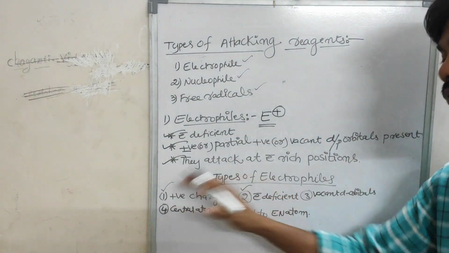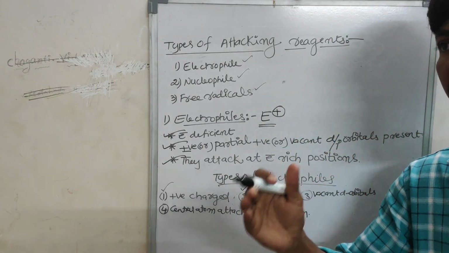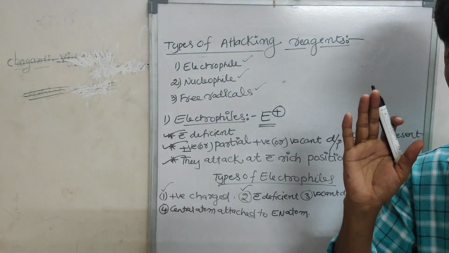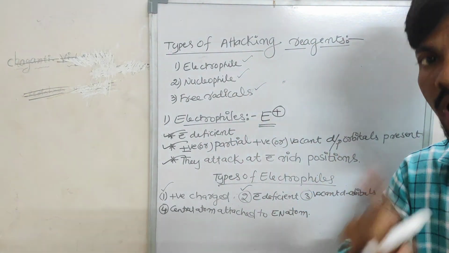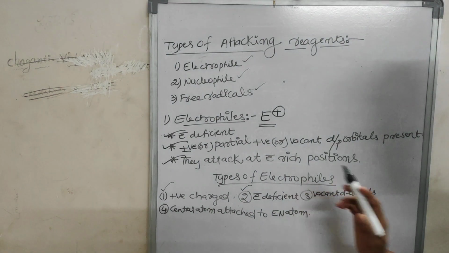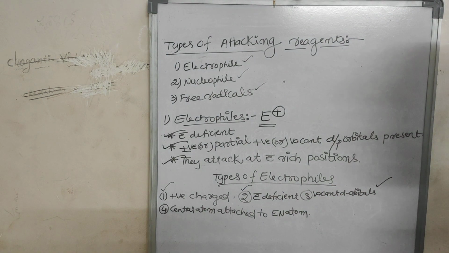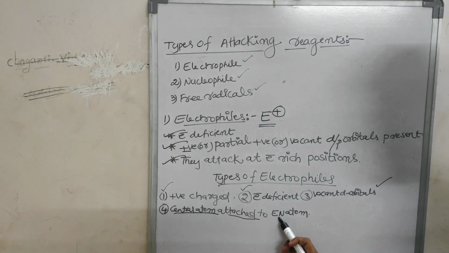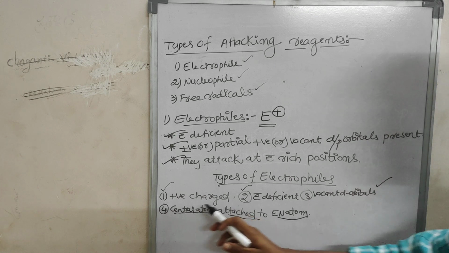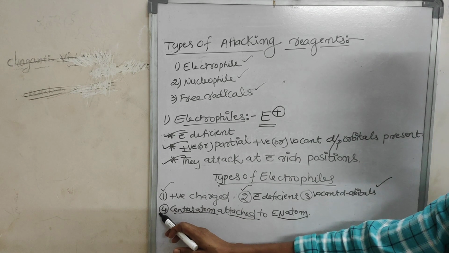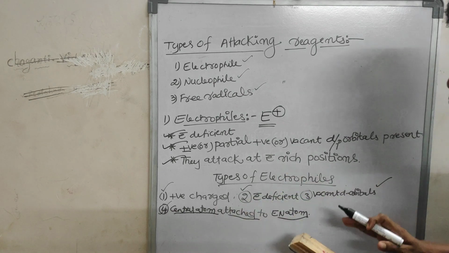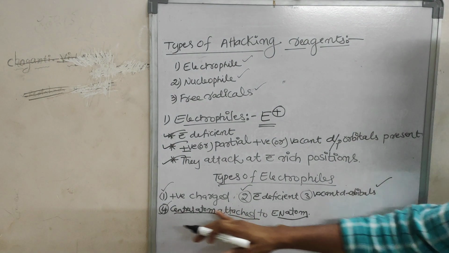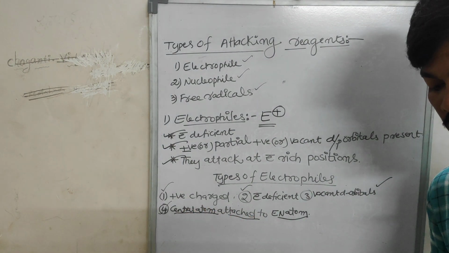So there are types of electrophiles here. Don't say something is an electrophile only by seeing a positive charge. First of all, it must be electron deficient. Vacant d orbitals will be there. If a central metal is attached to an electronegative atom, it must be an electrophile. For each type of electrophile I will give examples: positive charge, electron deficient, vacant d orbital, central atom attached to an electronegative atom. Are you getting my point?